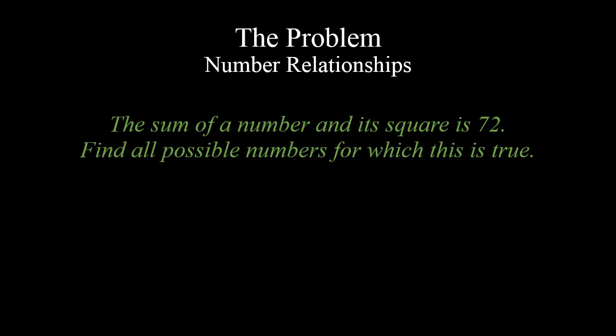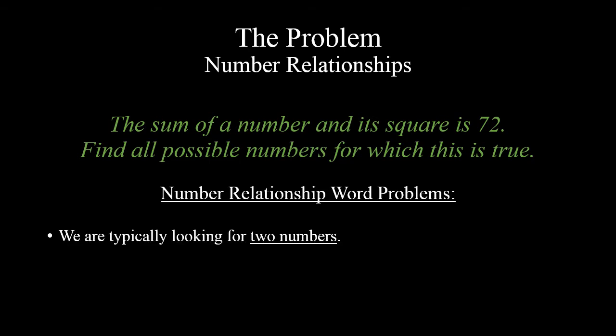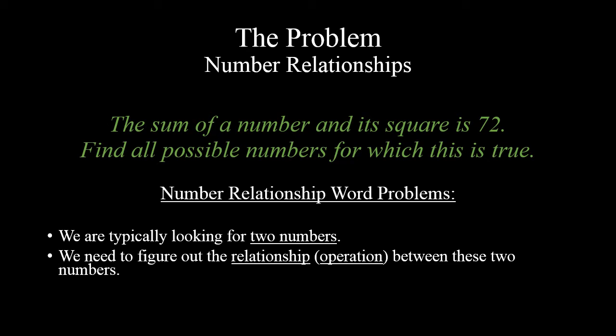Now, in this first unit, we're going to be looking at 3 different types of word problems. The problem we're working on today is what I refer to as a number relationships problem, meaning we are typically looking for 2 numbers, and we're trying to figure out the relationship, which usually means the operation: addition, subtraction, multiplication, raising to a power. What operation are we trying to use between these 2 numbers? What is the relationship?